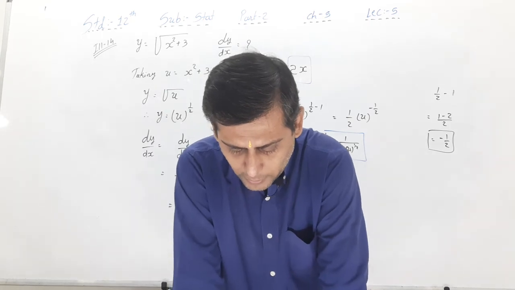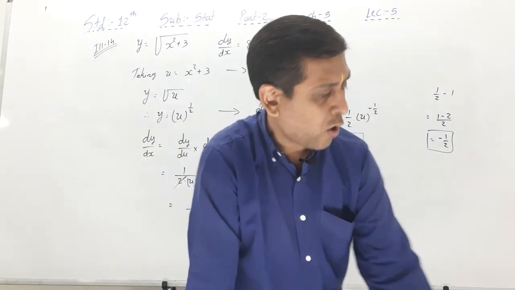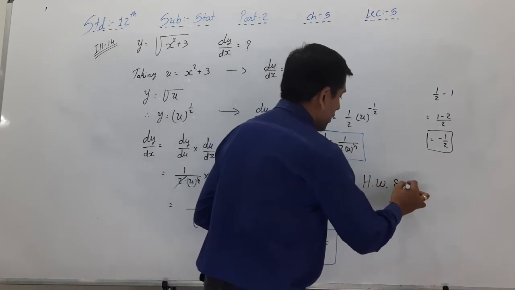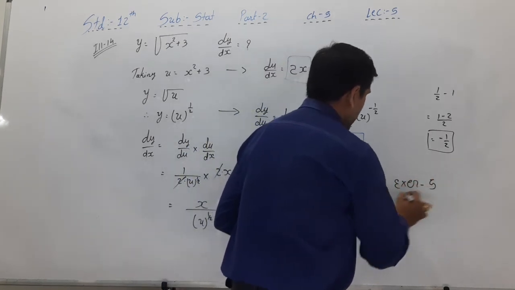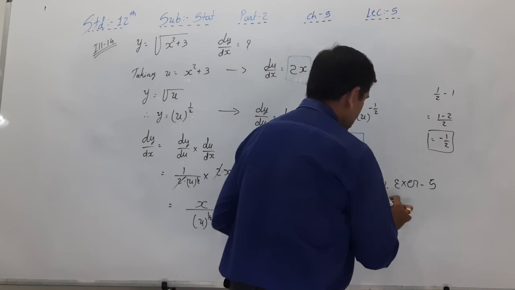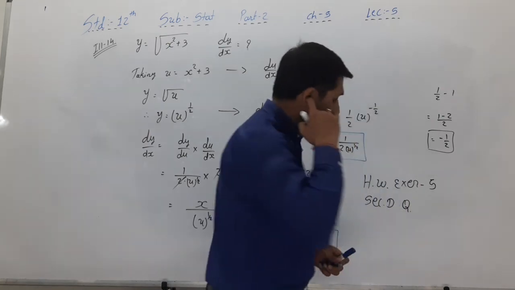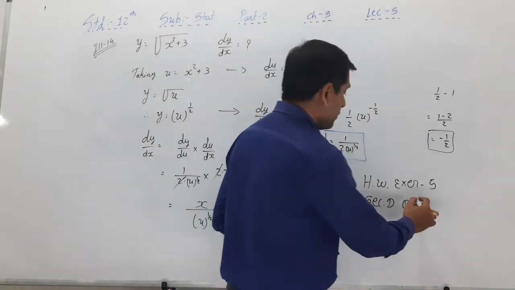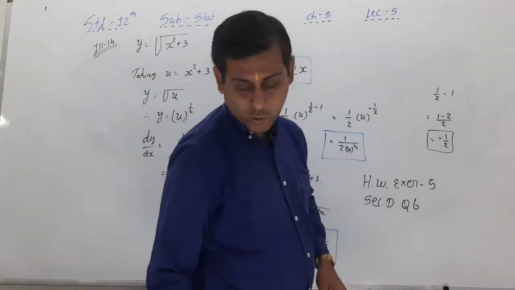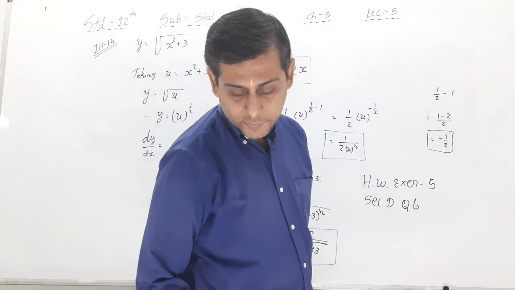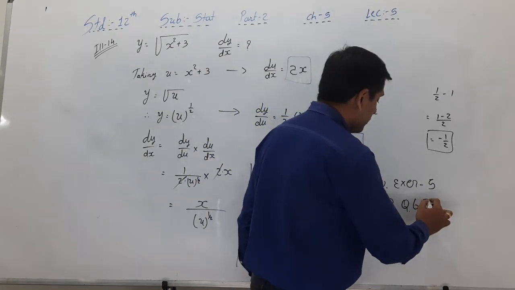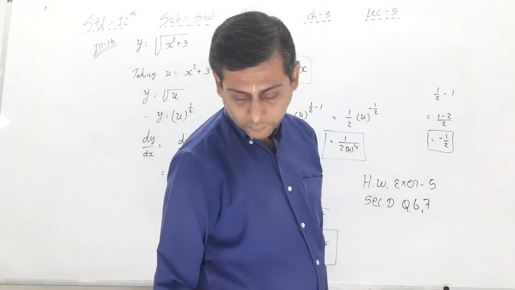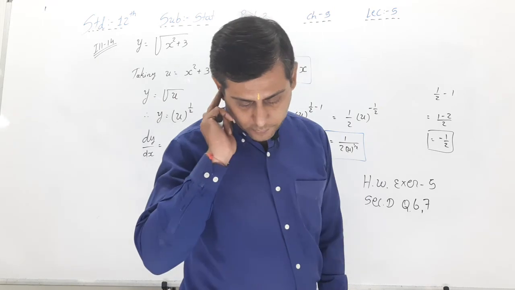Here we have to do the multiplication rule. That is your homework. See the homework, exercise 5, section D, question number 6 is the multiplication rule. Question number 7 is the division rule. Question number 9 again is a multiplication.